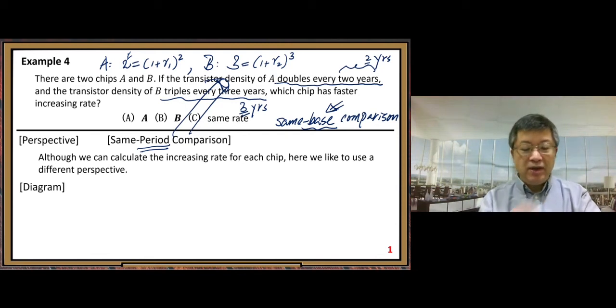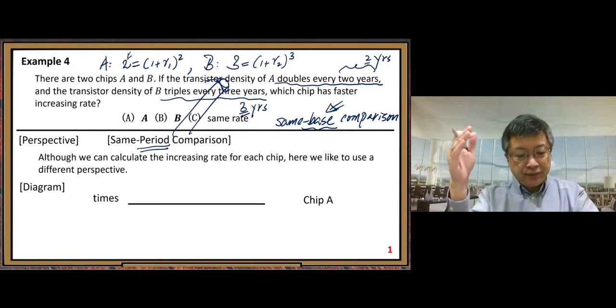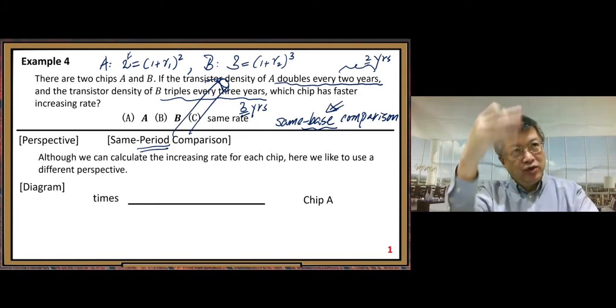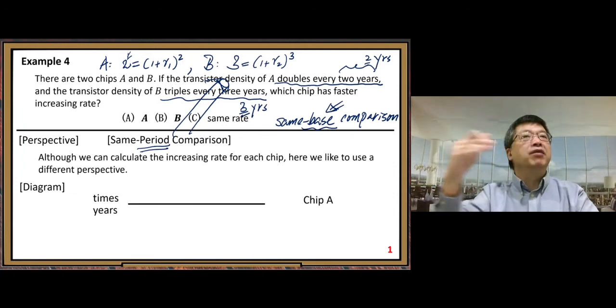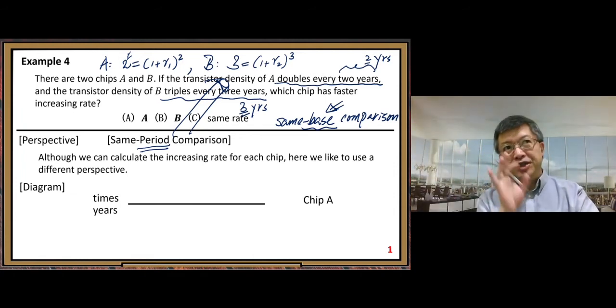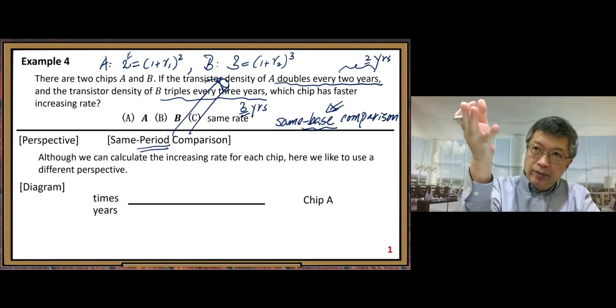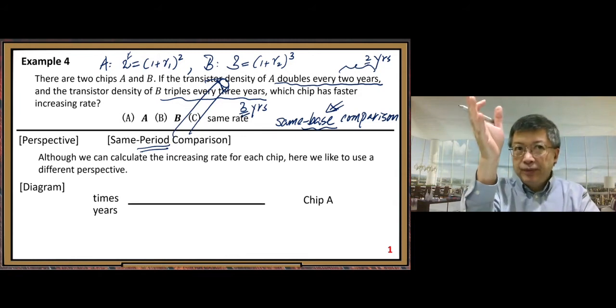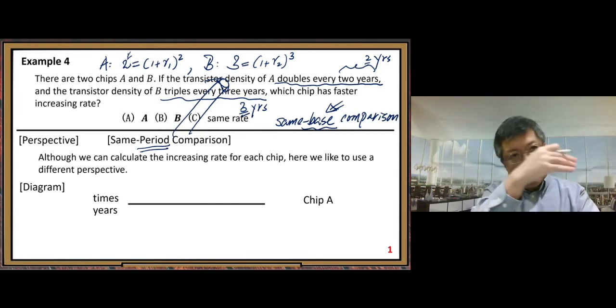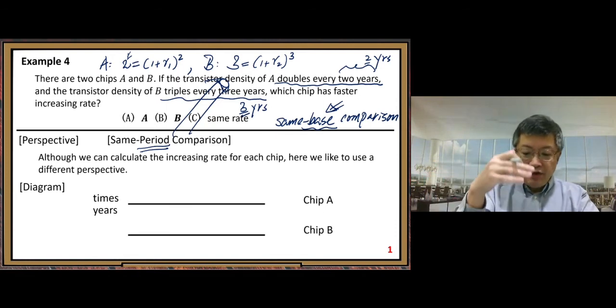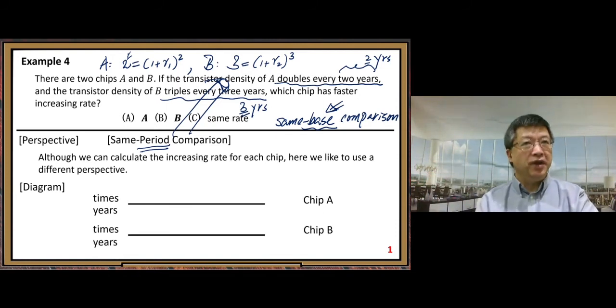So that's the same period comparison. All right, let me use a diagram to explain this idea. What do I mean by same period comparison? Chip A doubles, chip B triples, along the number of years. Let's apply the increasing way along the timeline, and for chip B we do the same thing, so they can be compared with each other.